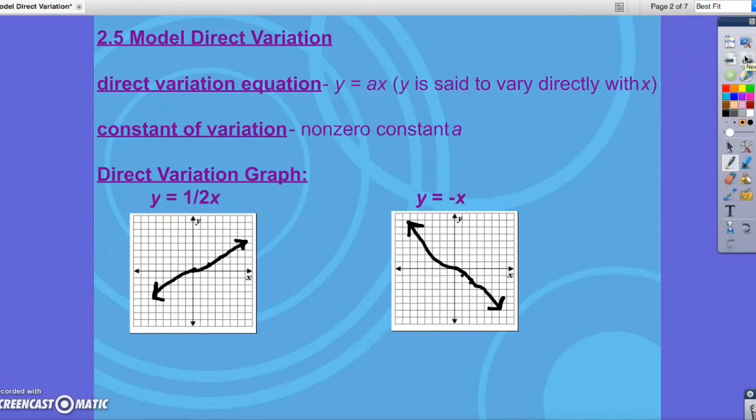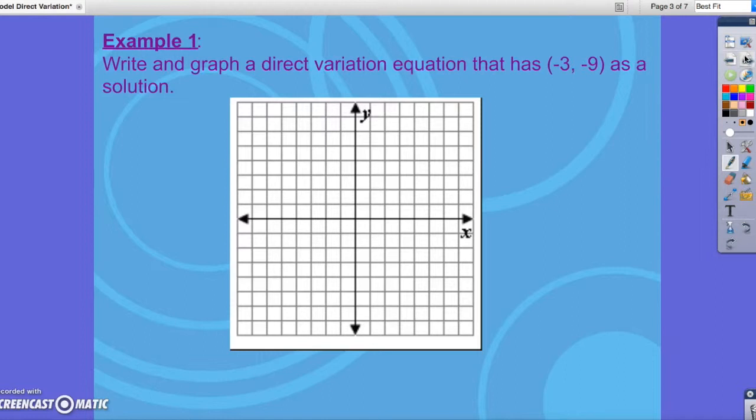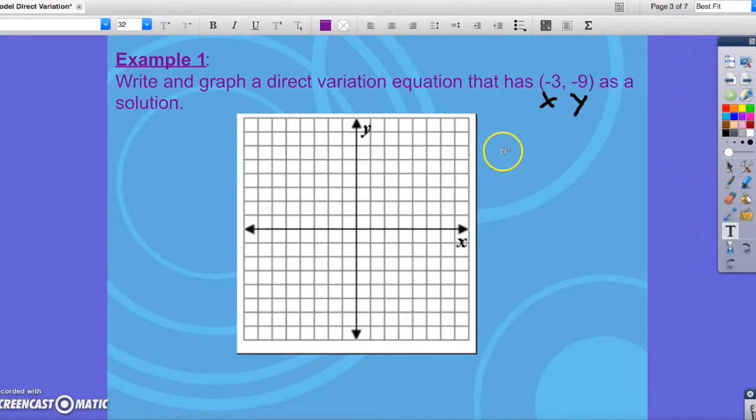So what kind of problem am I going to give you, and how are we going to solve these? All right. So it says write and graph a direct variation equation that has -3, -9 as a solution. So these look slightly different than the equation ones we've been doing in the last lesson. Let's label these. We have x and y, right? And my original formula is y equals ax. So all I do is plug x and y in to solve for a. So I get -9 equals a times -3. And how do we get a by itself? We divide, right? So -9 divided by -3 equals 3.